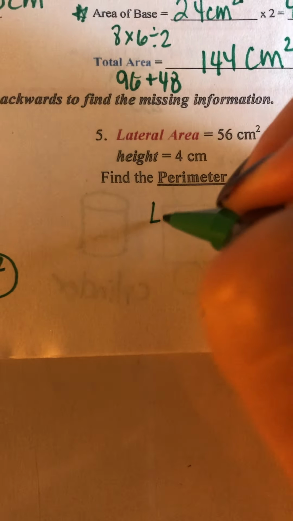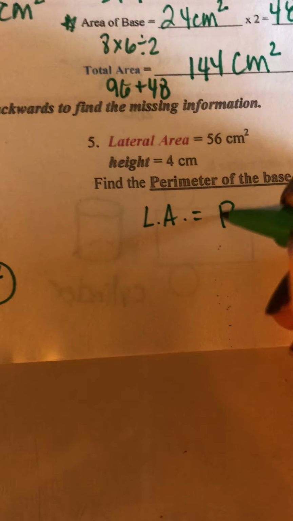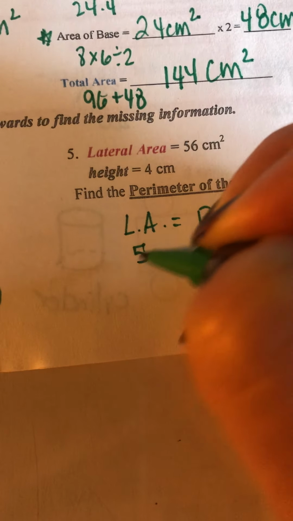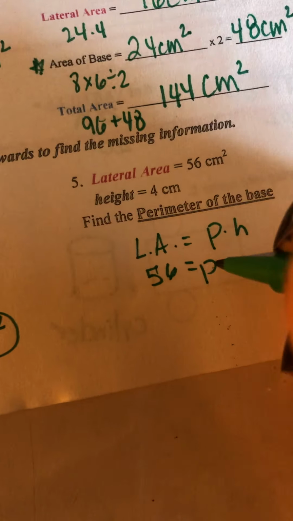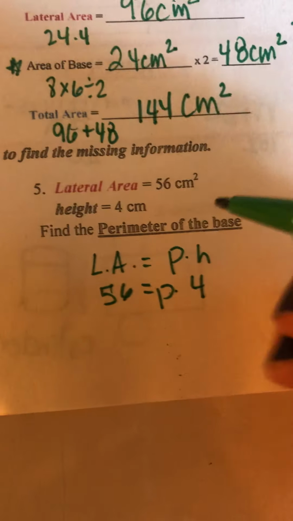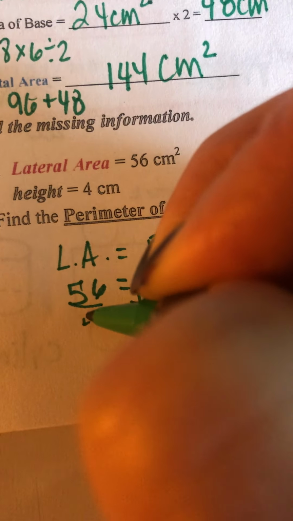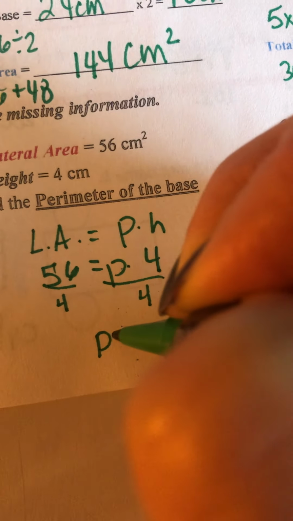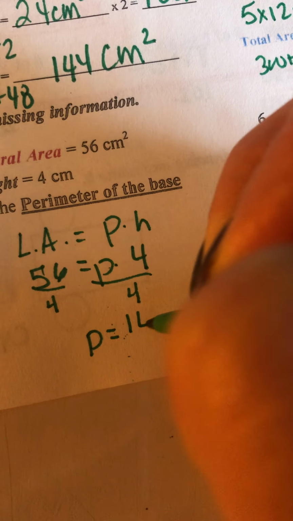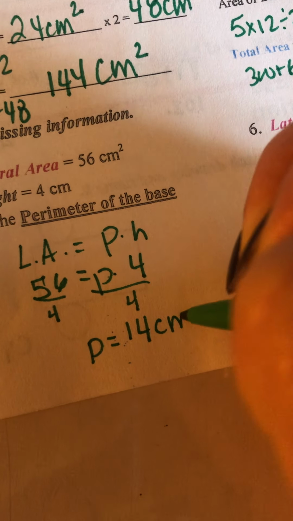The next one, I'm going to write the formula out again. Lateral area is perimeter times height. Now it's telling me the lateral area is 56 and the height is 4. Find the perimeter of the base. Well, I'm just going to solve that little algebra question. P is equal to 14 centimeters, perimeter in plain units.